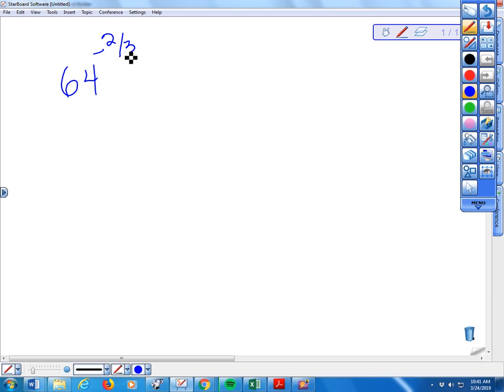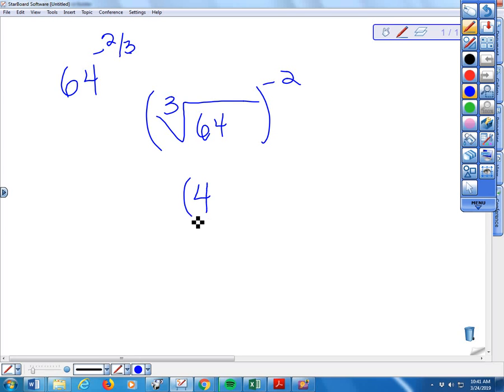64 to the negative 2/3, and evaluate without a calculator. Okay, so the first thing I'm going to do is recognize I could write this as a root. And if I think about what the cube root of 64 is, well, that's 4 times 4 times 4. So that's 4 raised to the negative 2. And the negative just means to flip it, which now becomes 1/16.